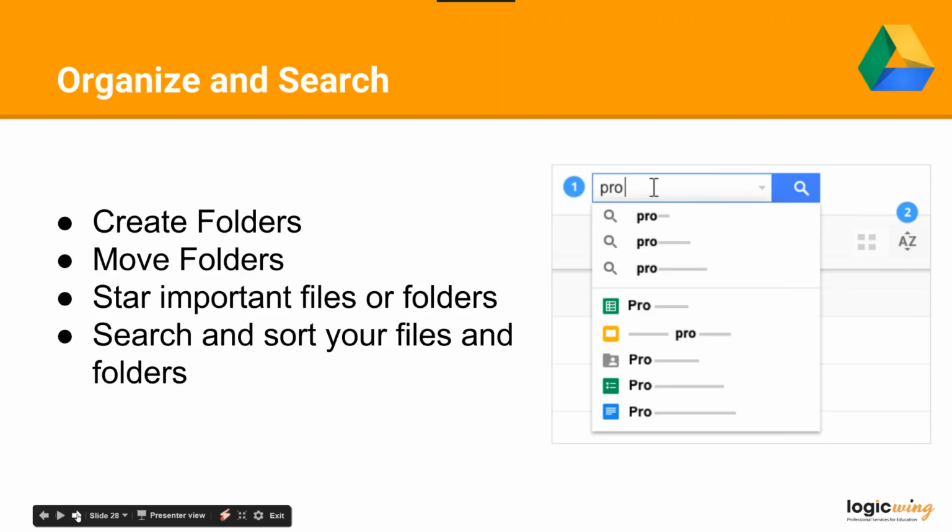Search functionality includes being able to search by keyword, being able to search by files that you have created versus files that other people have created. You can also search by file type. So if you were just looking for presentations, you could select presentations, and all of your Google Slides presentations and your Microsoft PowerPoint presentations would show up as well.